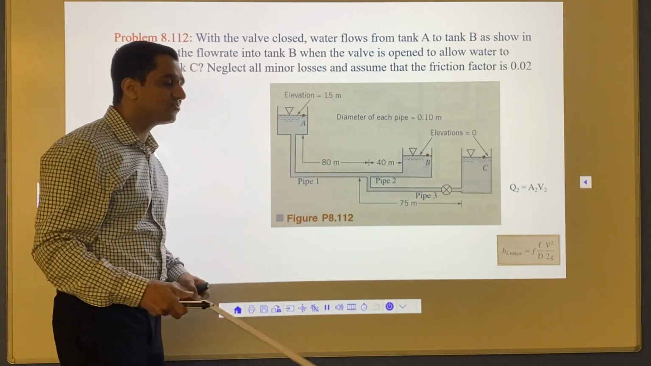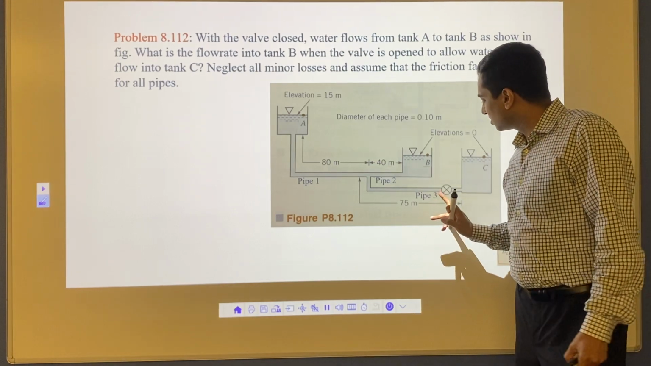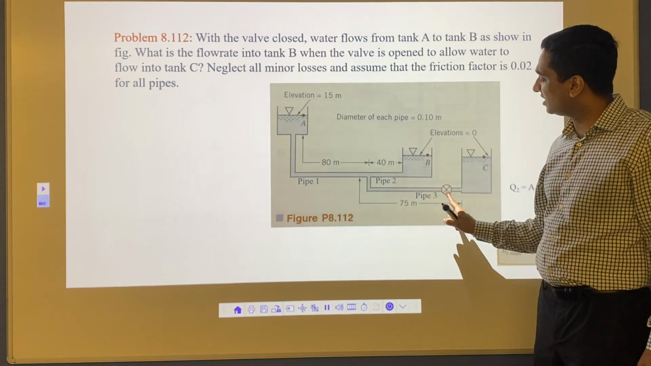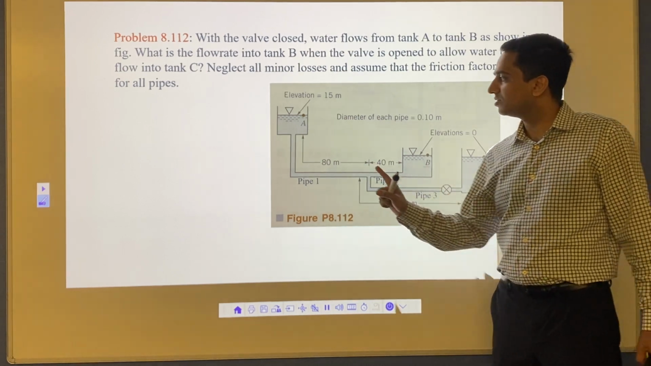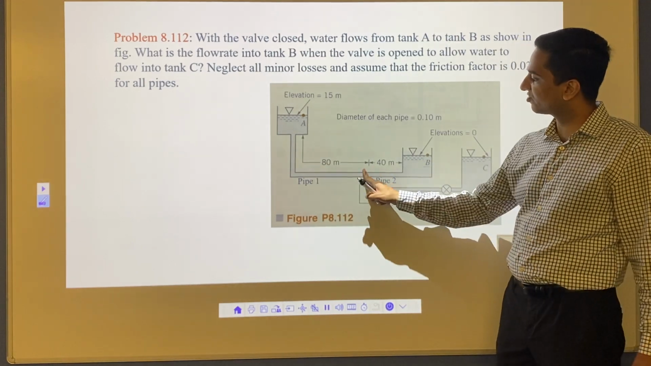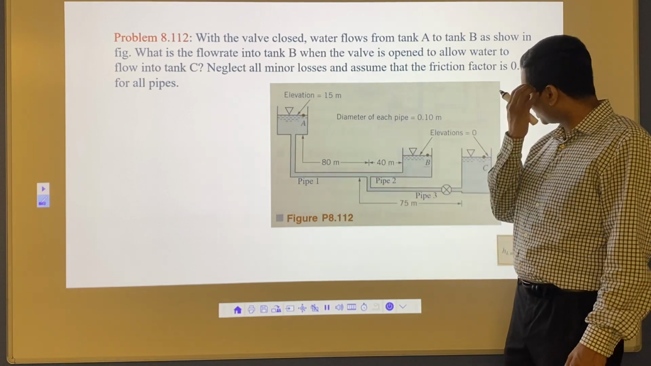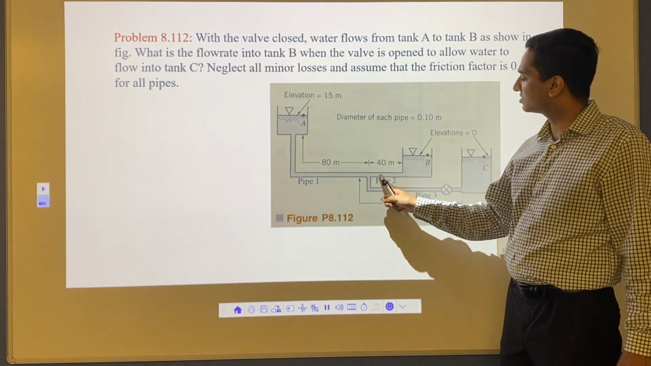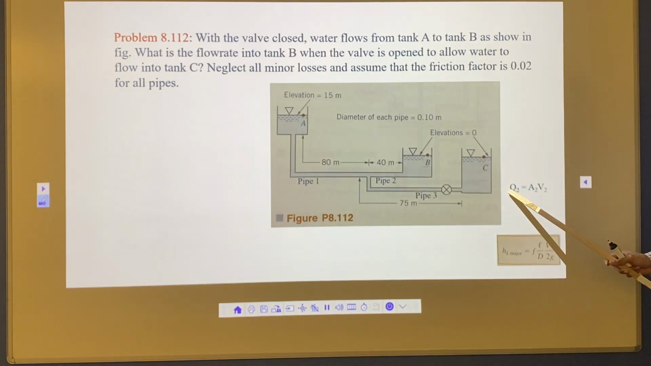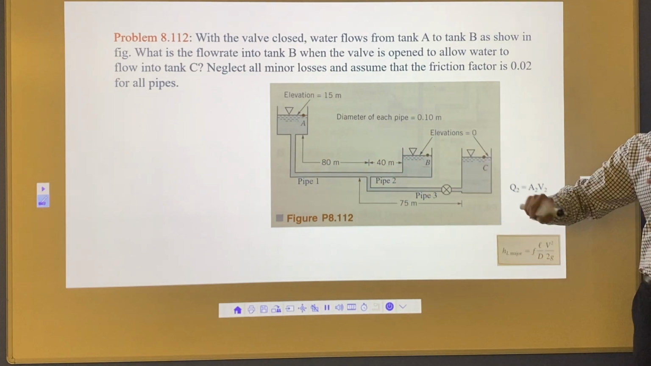The problem says that what we have to do is calculate the flow rate in pipe 2 when the valve is open. It means now the water is going from A to B, and at the same time it's going from A to C, it bifurcates here. When all that arrangement is going, try to calculate the value of the flow rate in pipe 2. So we want to know Q2 when there is a flow Q1, Q2 and Q3, all the flow is going.